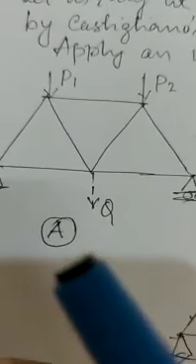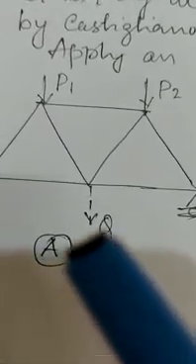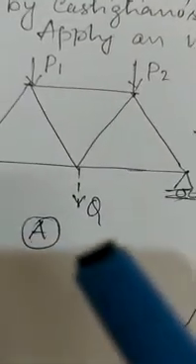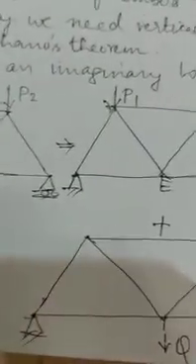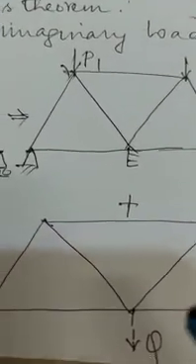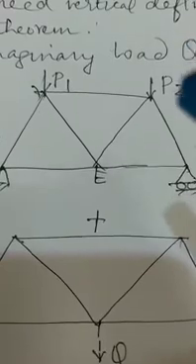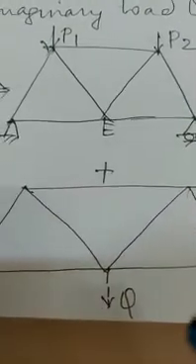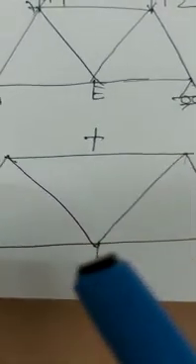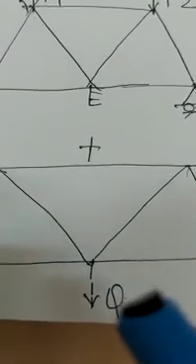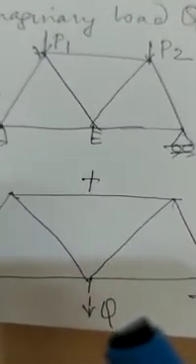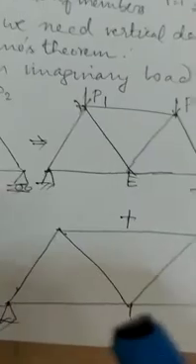Simple. So it follows from the principle of superposition, system A, which is under the combined action of P1, P2 and imaginary load Q, is equivalent to the sum of two systems. System B with only the applied loads P1, P2 and system C with only the imaginary load Q. Okay. Now how to proceed?